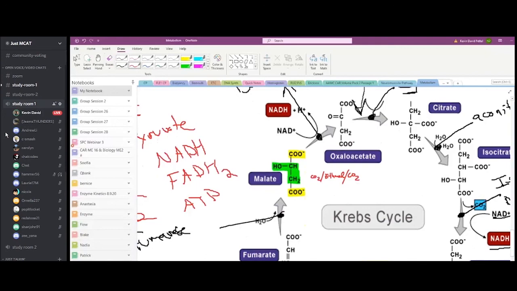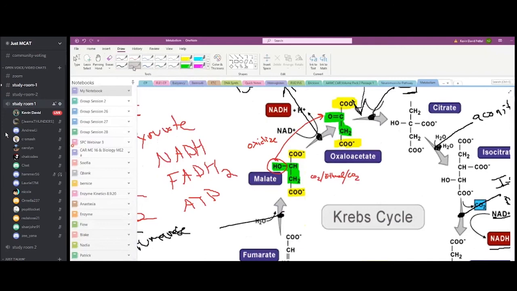So if we oxidize malate, if we oxidize this OH group, we get oxaloacetate, right? So we take this OH group and we oxidize it. We get oxaloacetate. Oxaloacetate is simply the same thing. It's just two CO2 groups and an ethanol, except the alcohol group has been oxidized to a ketone.